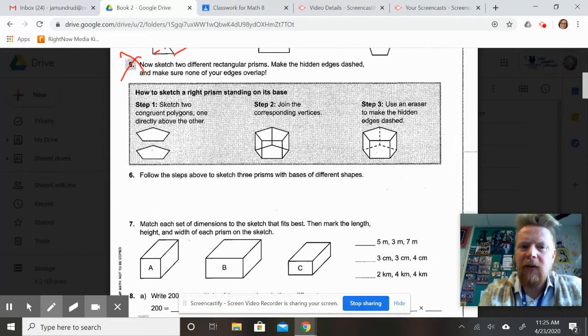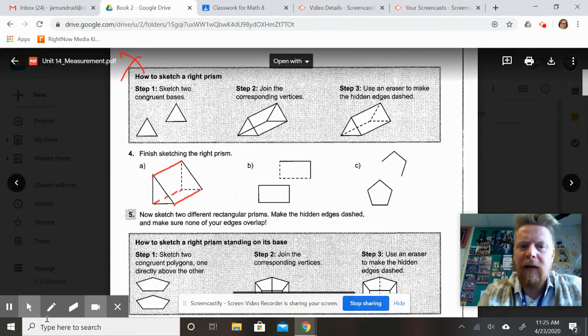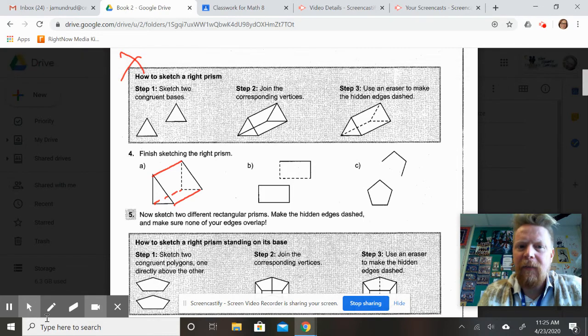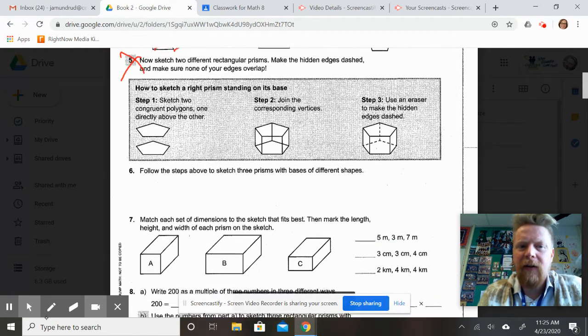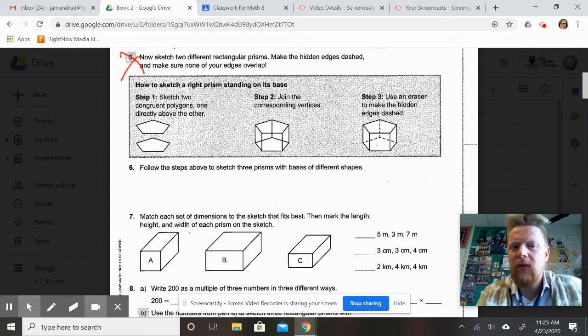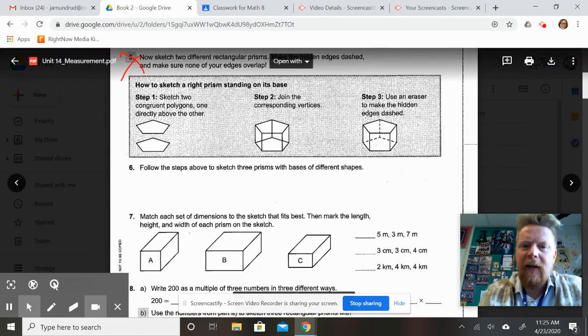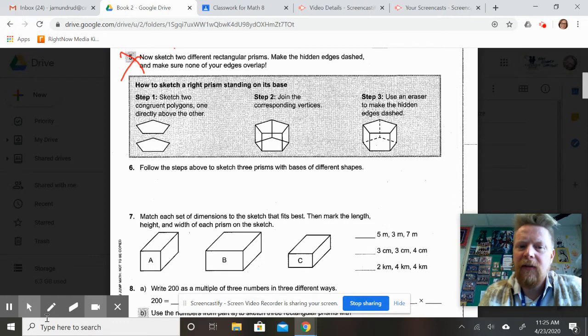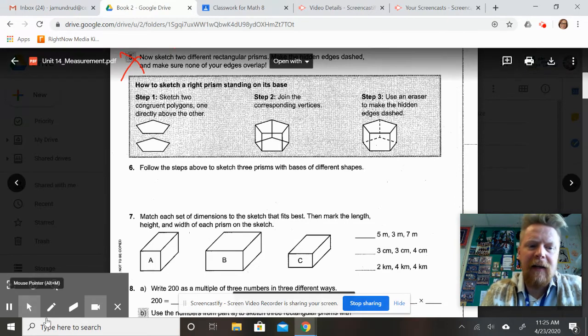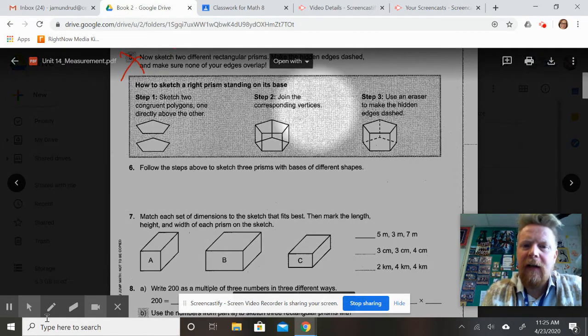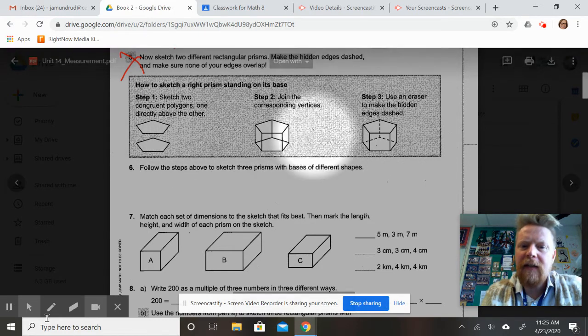Now, if we're going to talk about how to draw a right prism standing on its base, that's a little different than the ones up here. The ones up here weren't standing on their base. They were just kind of lined up the other way. To draw it on its base, we have to make sure that one is directly on top of the other. And then when they're on top of the other, we just join the corresponding vertices. So we're going to use the steps right in this box here, and then we're going to sketch some prisms.